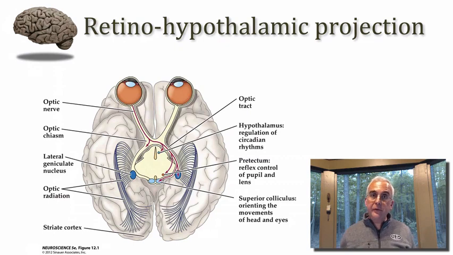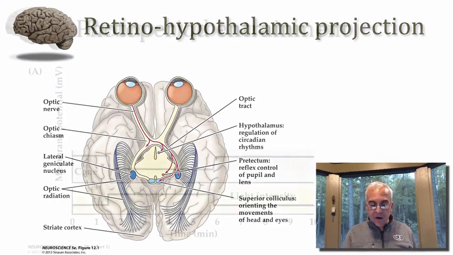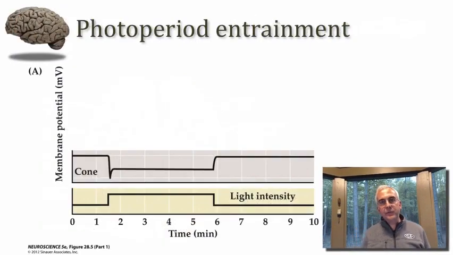Before I tell you more about the suprachiasmatic nucleus, I just want to say a word about the retinal cells that send their projections into the anterior hypothalamus here. This projection actually comes from a population of ganglion cells that contain a photopigment.